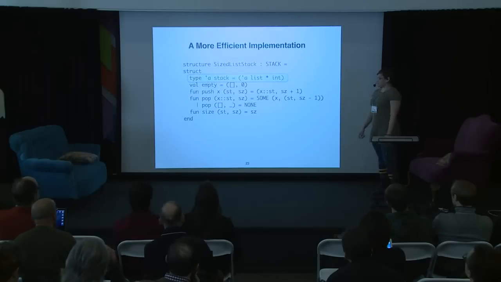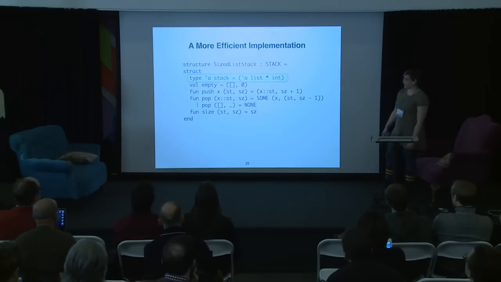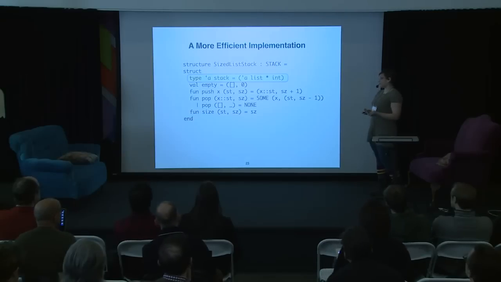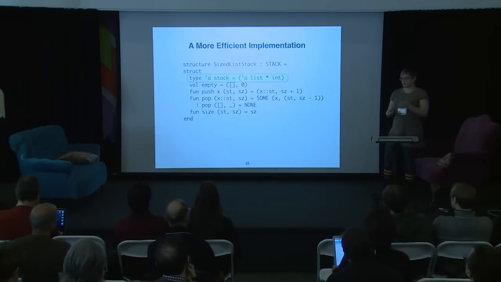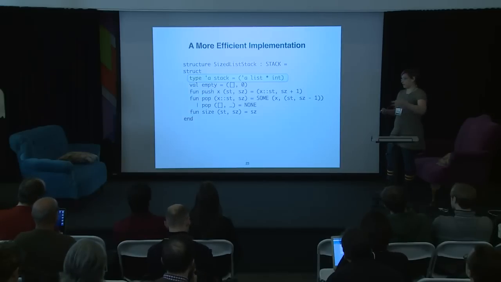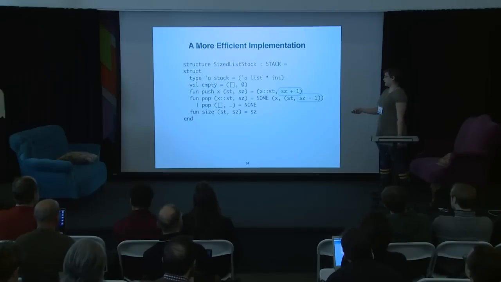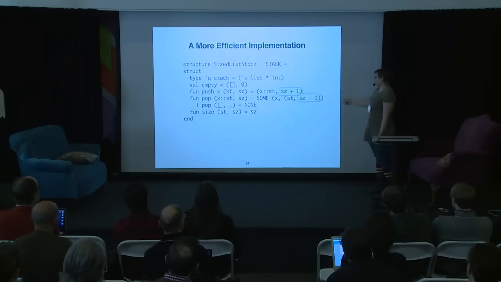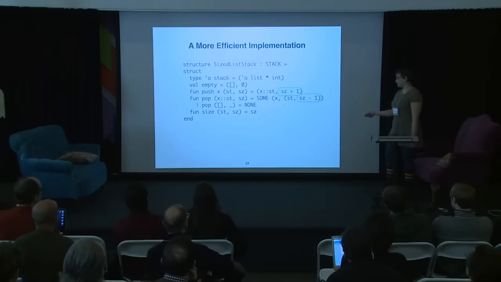So we're going to have a new concrete instantiation of the type alpha stack as a pair of a list and an int. And then in all of these operations, empty, push, pop, and size, we're going to maintain the invariant that this representation is always pairing the list with its correct size. So empty is the empty list with the size 0, and then push and pop maintain this invariant by incrementing and decrementing size, and then our size function is just constant.